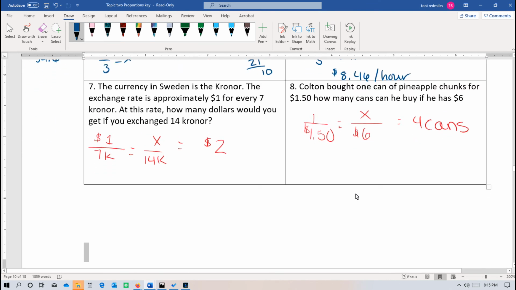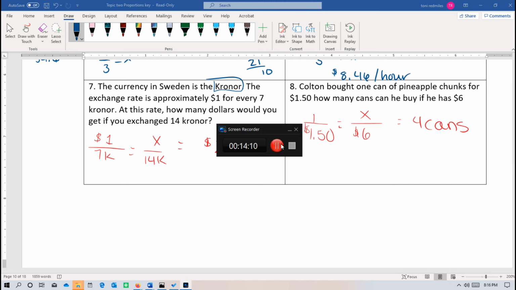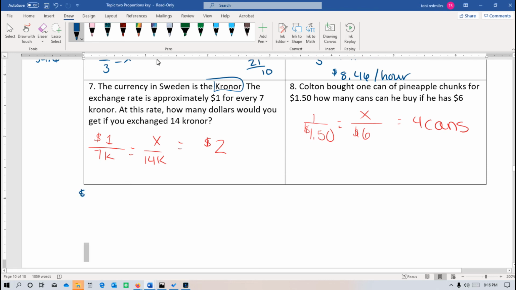Two more, and I got all this room on the bottom this time. The currency in Sweden, the kronor or whatever, let me actually look that up so I say it right. I must have spelled that wrong or something because it's not coming up. But anyway, the exchange rate, money per the Swedish currency. If I'm going to set up my proportion with money on top and the Swedish currency on the bottom, my first one is going to be $1 is proportionate with 7 of the Swedish currency.